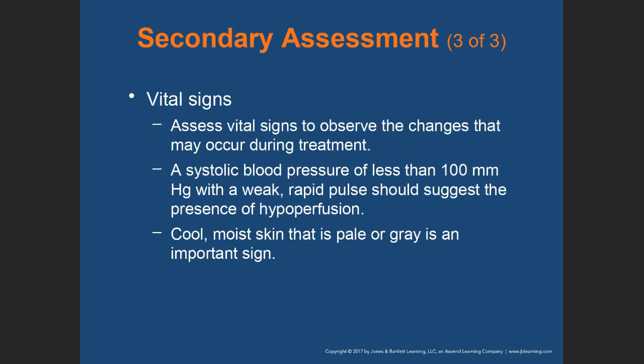Vital signs. Assess vital signs to observe the changes that may occur during treatment. A systolic blood pressure of less than 100 millimeters of mercury with a weak, rapid pulse should suggest the presence of hypoperfusion. And once you get that blood pressure reading, find out what the pulse pressure is. Cool, moist skin that is pale or gray is an important sign.